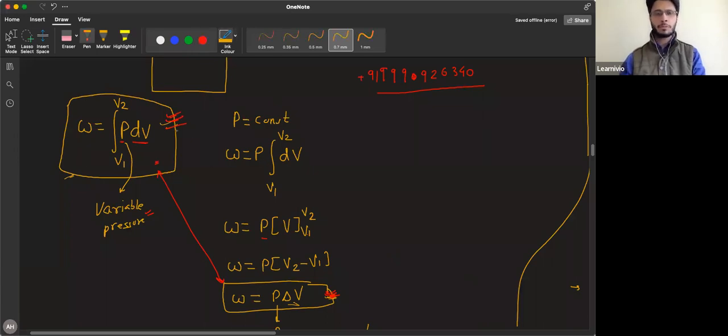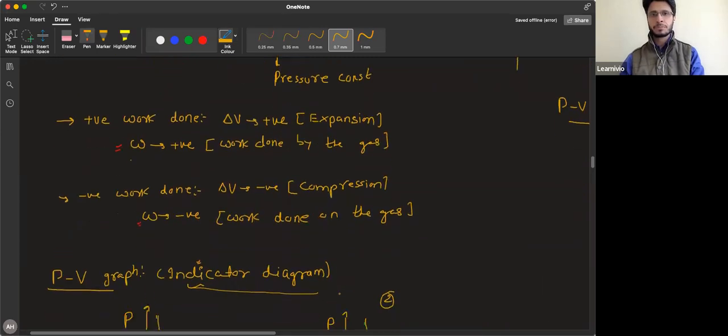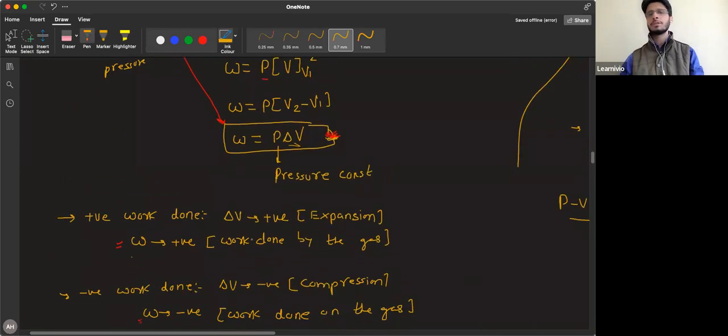I hope you all have written. This is for the variable pressure and this is for the constant pressure. And this is work done for expansion, work done is positive. For compression, work done is negative.